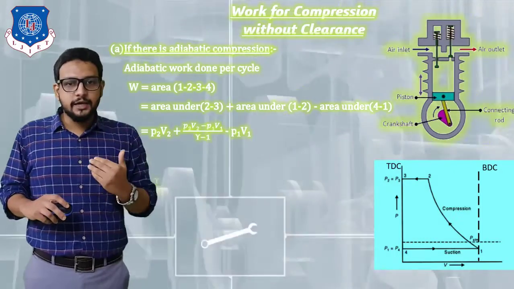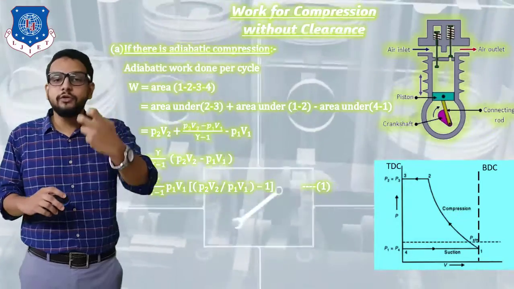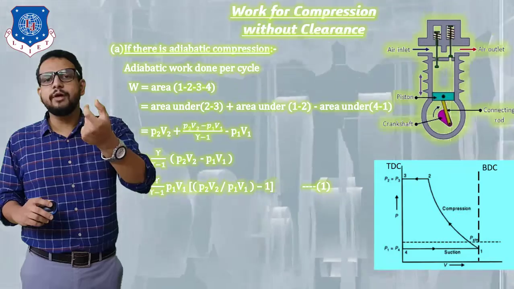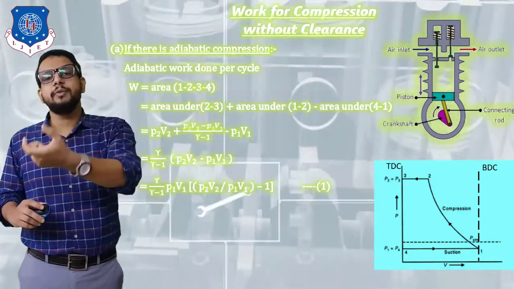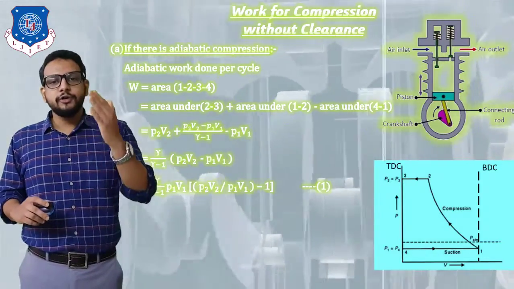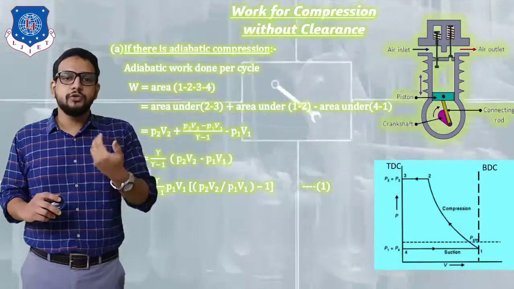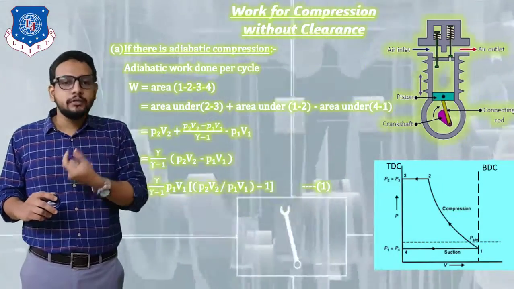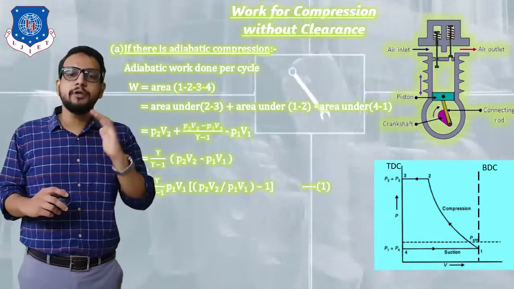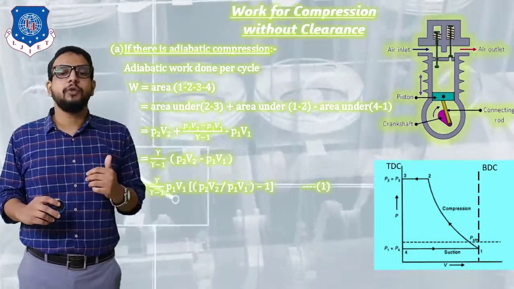So further, in the next step, I have arranged the terms in the form of P2 V2 minus P1 V1. So finally the equation becomes gamma upon gamma minus 1, in a bracket, P2 V2 minus P1 V1. Now in the next step, I have taken P1 V1 common. So it becomes gamma upon gamma minus 1 P1 V1, in a bracket, P2 V2 upon P1 V1 minus 1. Let's say this is our equation number 1.